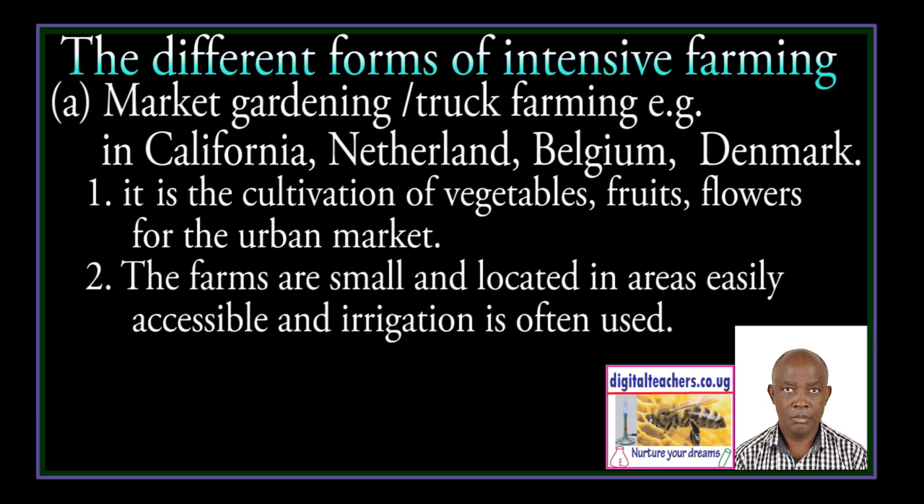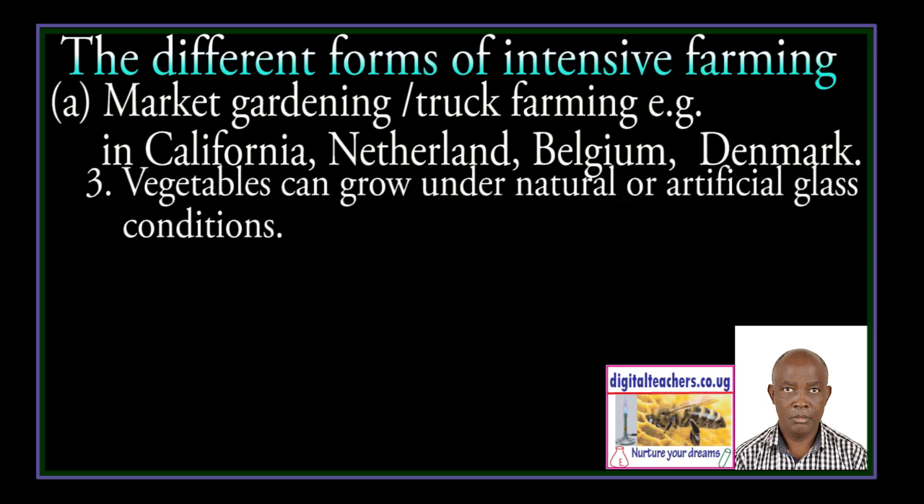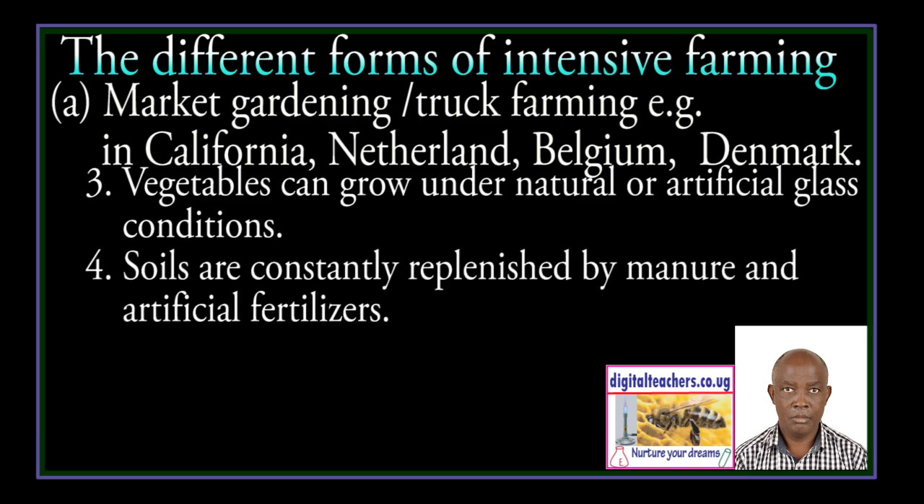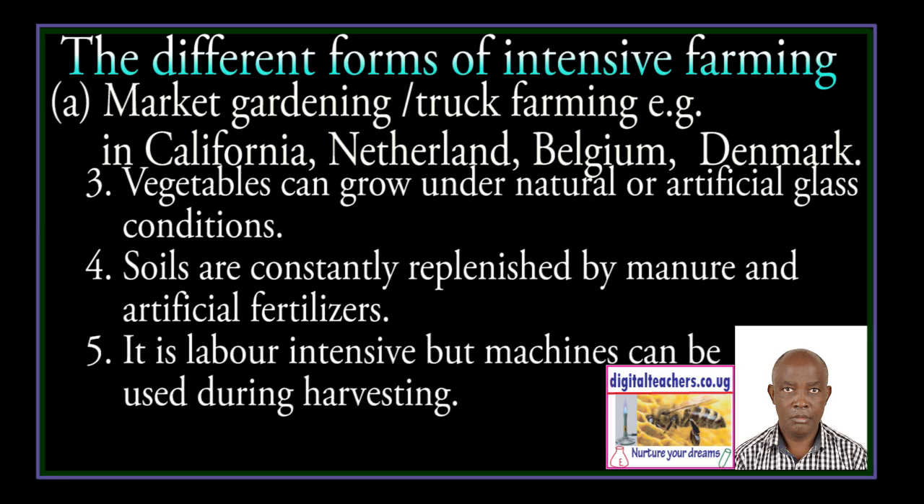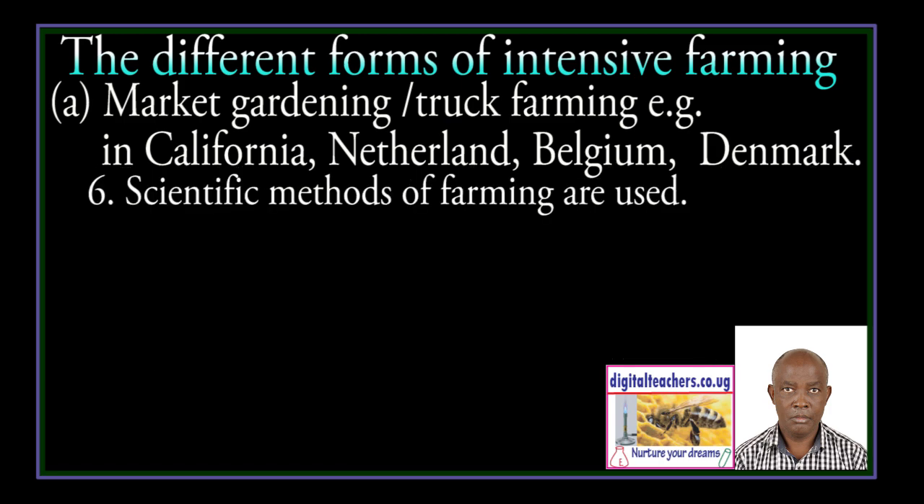The farms are small and located in areas easily accessible, and irrigation is often used. Vegetables can grow under natural or artificial glass conditions. Soils are constantly replenished by manure and artificial fertilizers. It is labor intensive, but machines can be used during harvesting. Scientific methods of farming are used.